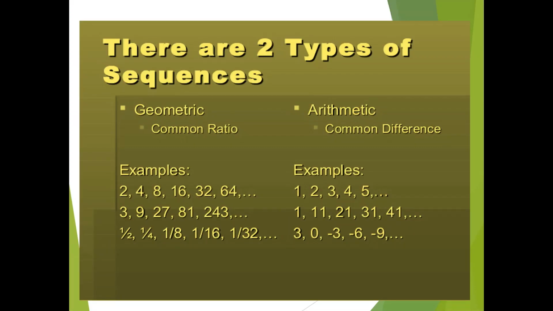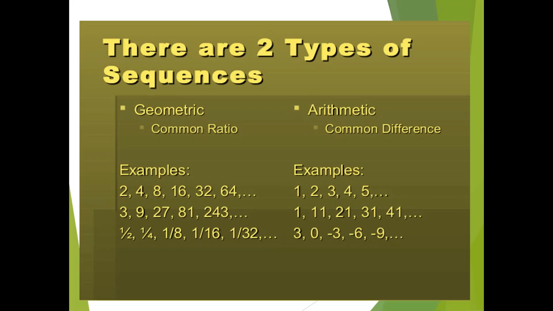There are two types of sequences: with a geometric common ratio and with an arithmetic common difference. Here is an example for each. In the geometric common ratio idea, in the given sequence 2, 4, 8, 16, 32, 64, the first term is 2, the second term is 4, the third term is 8, and so on. So the nth term is taken as 2^n.